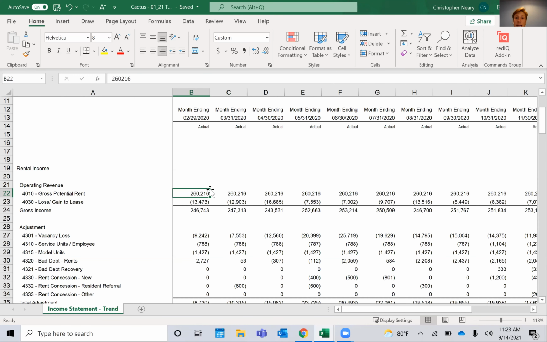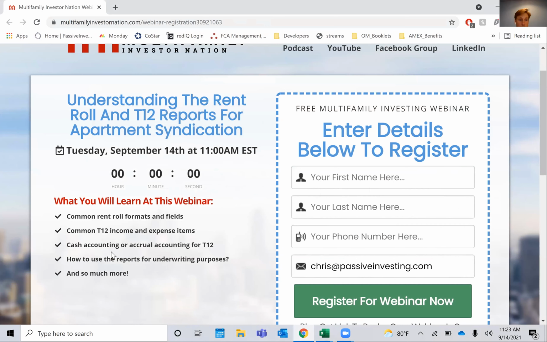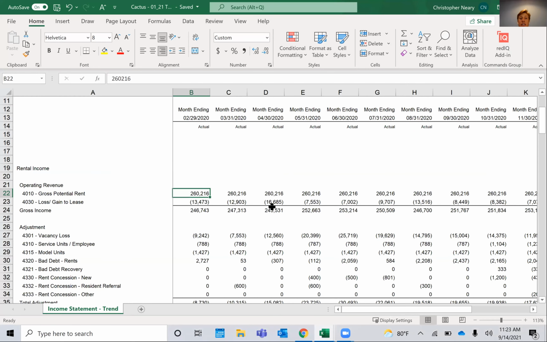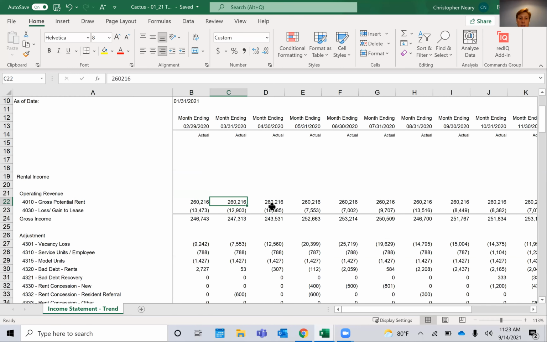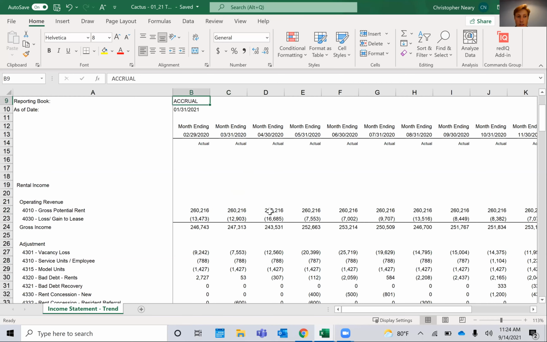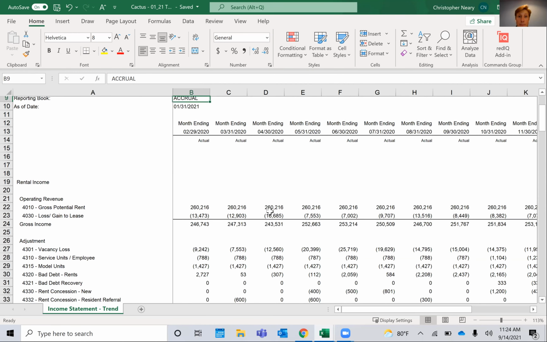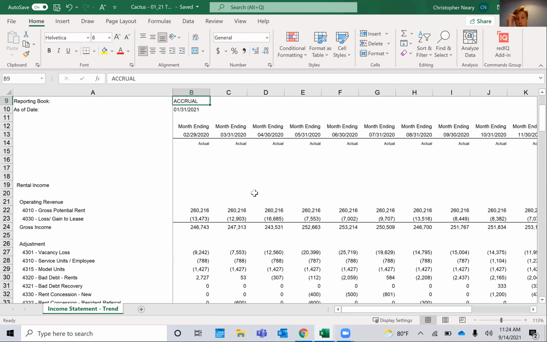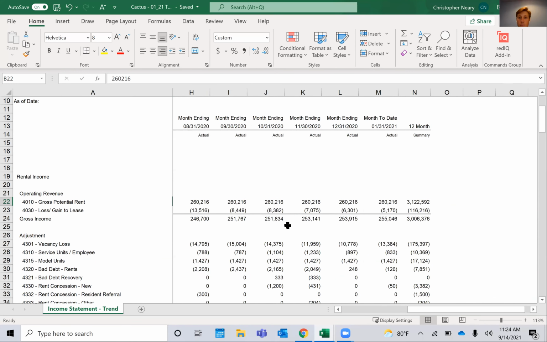You would prefer to get a cash accounting T12, which is more accurate because it is exact amounts of how much this property has made compared to an accrual, which is a projection, right? So if you ever have an opportunity to get a cash accounting T12, that is of course preferred over an accrual T12, which is this one right here. Most of the time when it comes to multifamily, they're going to be accrual. So they are going to be projected gross potential rent. Okay.